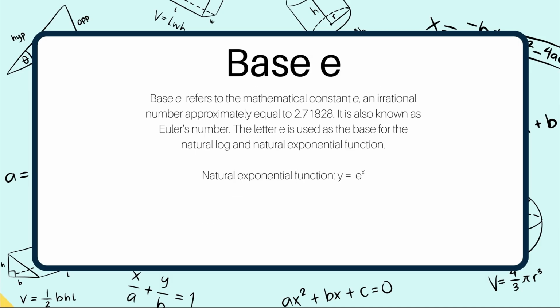The base e refers to Euler's number, which is approximately equal to 2.71828. It's an irrational number, and the natural exponential function that uses base e is y equals e to the power of x.